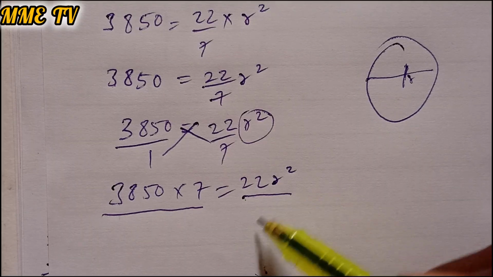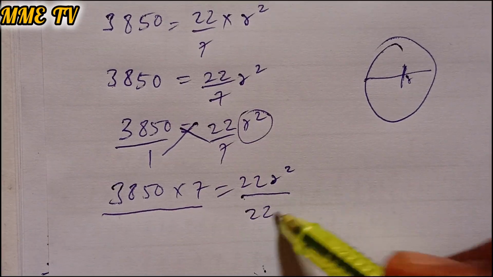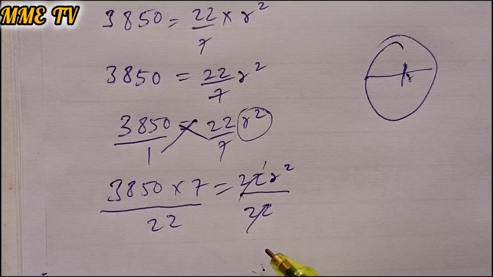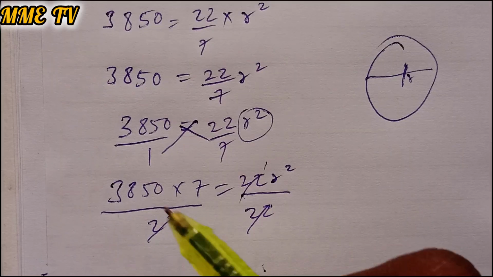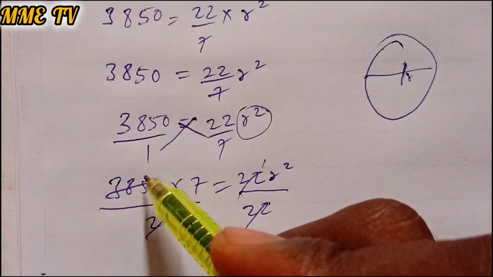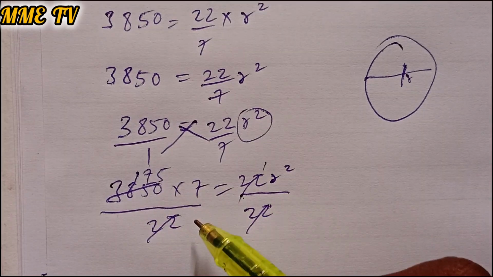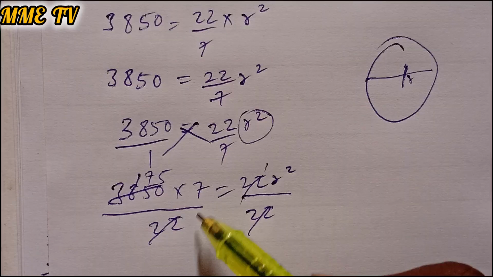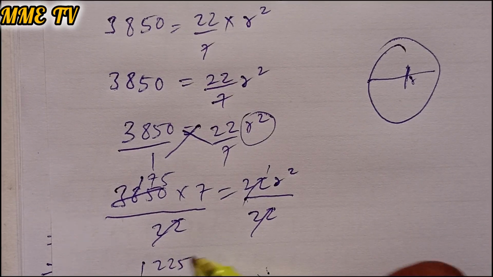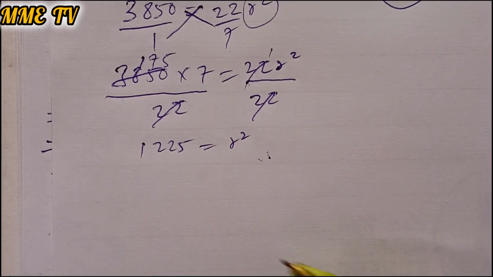So what do I do here now? I will now divide both sides by the coefficient of r raised to the power of 2, which is 22, over 22 and over 22. 22 will cancel itself here, leaving us with 1. If 22 should divide 3850, every person that is very calculative and understands this is supposed to know that it will be giving us 175. Now 175 multiplied by 7 will be giving us 1225 is equal to r raised to the power of 2. I hope you're seeing what I'm doing.